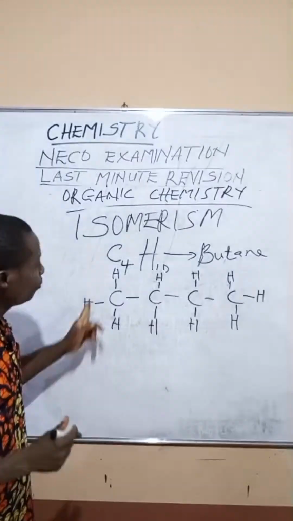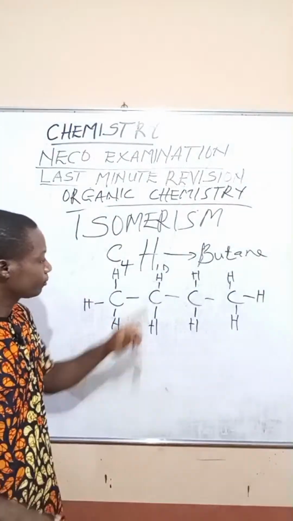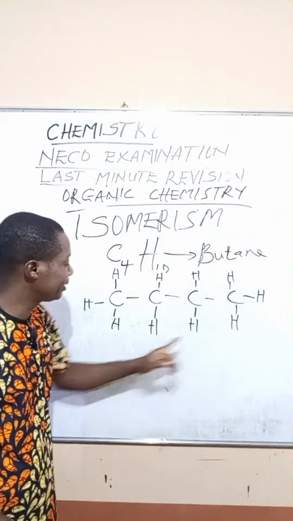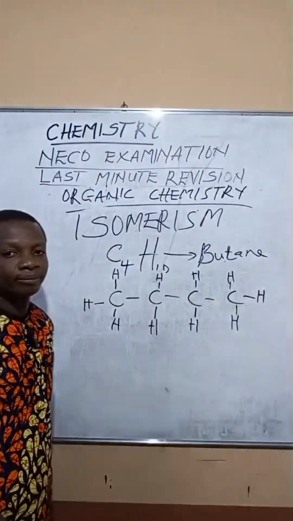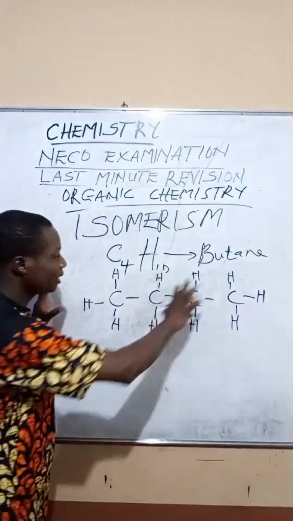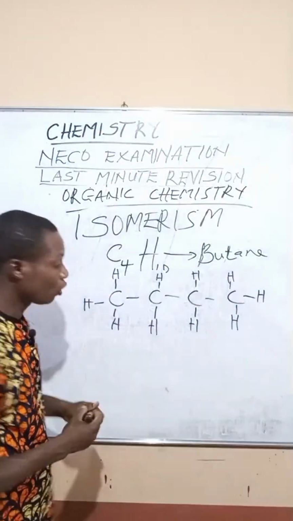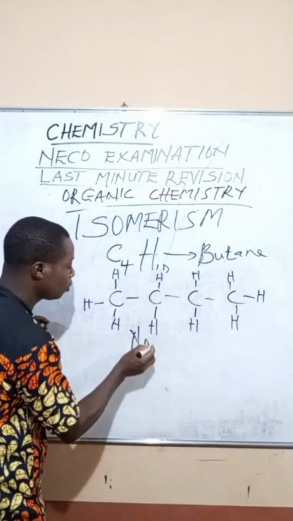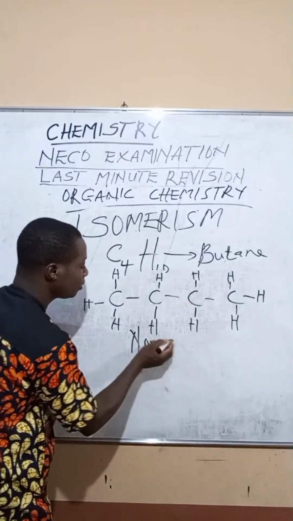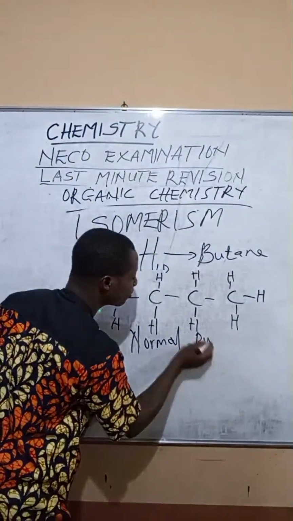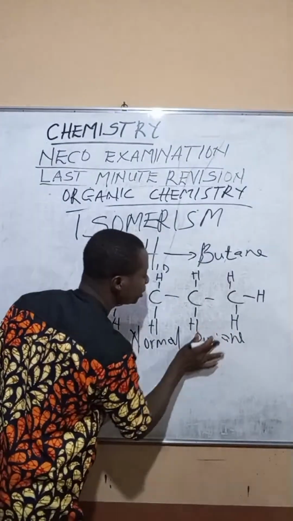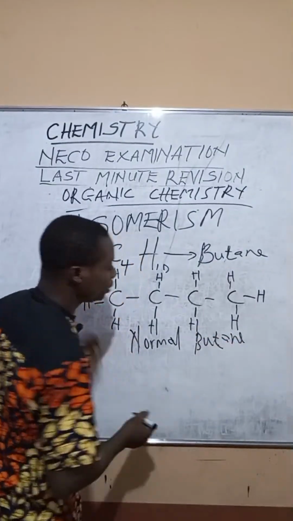You can see it now, right? So if you calculate it, you will get 10. That's 1, 2, 3, 4, 5, 6, 7, 8, 9, 10. You can see it now. So that's exactly the normal butane. This is called the normal butane. Normal butane. Please take note. This is called normal butane.